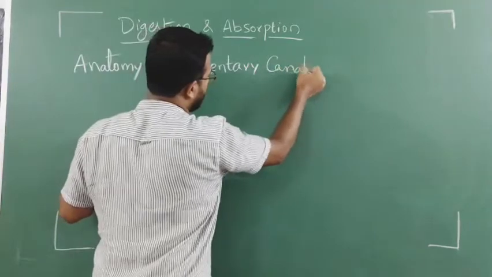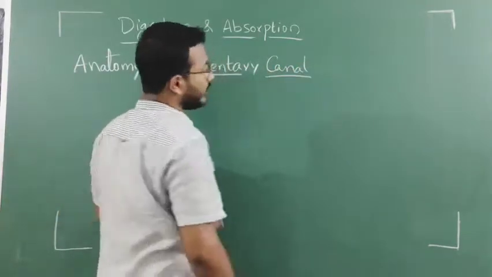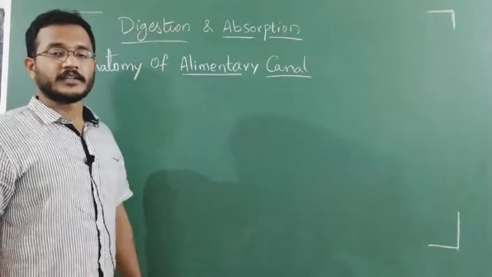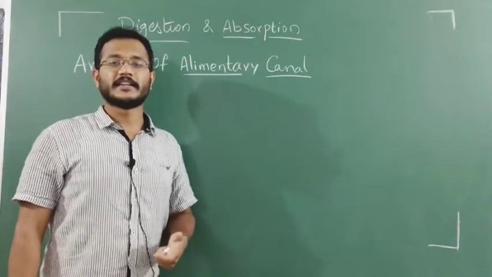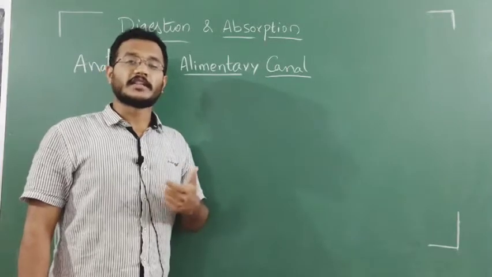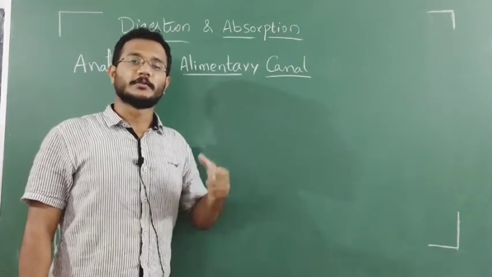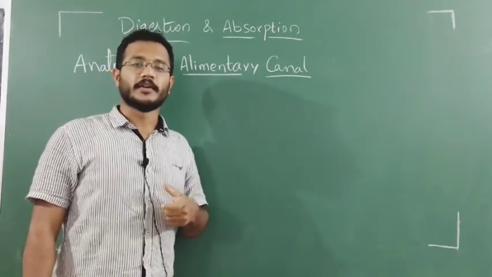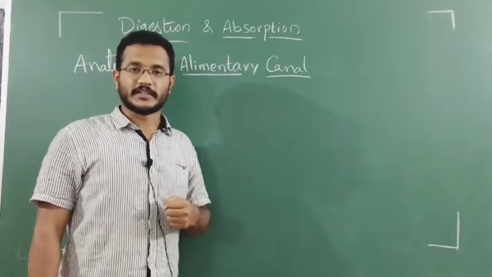So what is the alimentary canal? Which regions are present in it? What are the functions of each and every region? That is about the anatomy. And with what cells and what layers that pipe-like structure is formed. Those details we will discuss now.